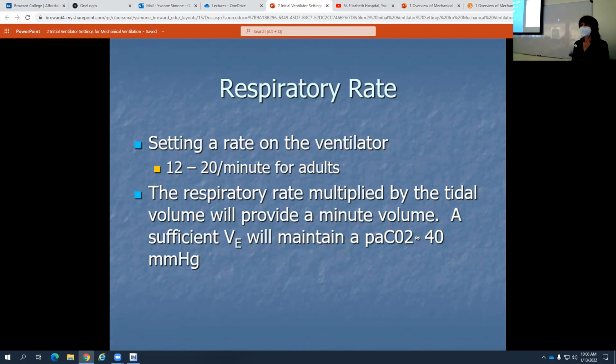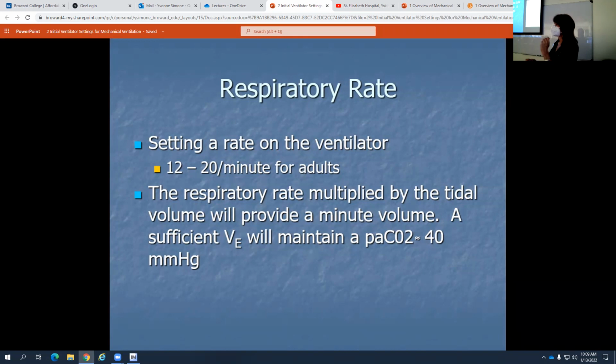That's good, because when you have to memorize all these different numbers, like this class says this is tachypnea, and this class says that's tachypnea, it starts driving you crazy after a while. The respiratory rate multiplied by the tidal volume will provide a minute volume. And the patient's minute volume determines what the carbon dioxide level is in their blood.